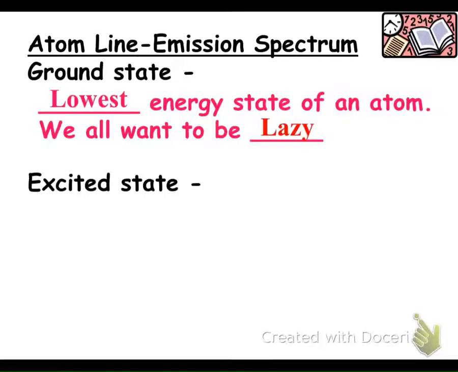And so when we're talking about maybe like fireworks, for example, so ground state means that it's just the lowest energy state of an atom, and it's the lowest energy state of anything. We all want to be lazy. We all want to be in our ground state. It's very easy to be in our ground state.